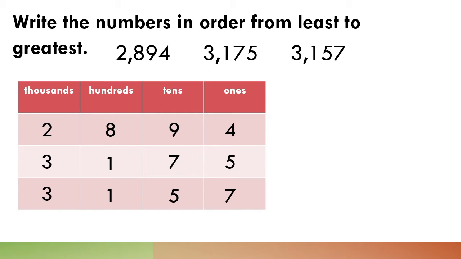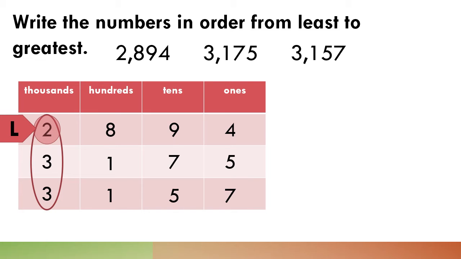Now when we compare numbers, remember we always start with the greatest place. In this case, it's the thousands. So we look at the 2 and the 3 and the 3. And automatically we can see that 2 is the least number in these 3 digits. So that means that 2,894 is going to be our least number.